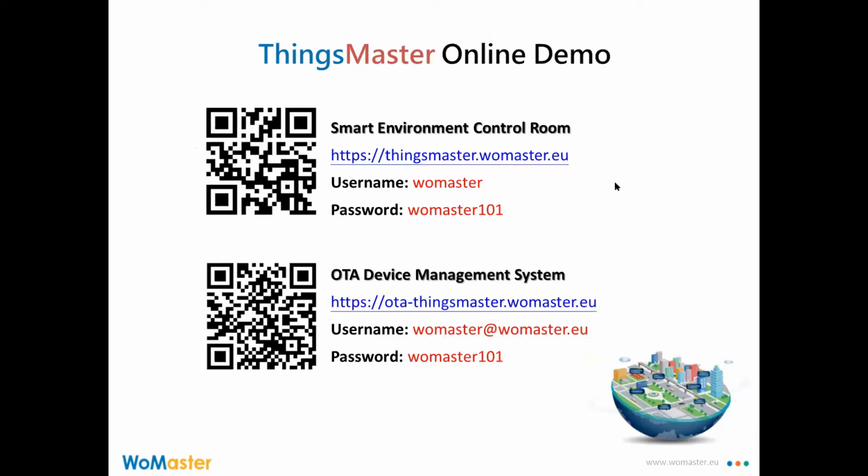This is the ThinkMaster online demo site. You can use this QR code or connect to this website using the following username, OpenStreet, and password OpenStreet 101. You can see the smart environmental control room live demo here. You can also log into the OTA device management system. This is also a live demo site. You can use the username OpenStreet at OpenStreet.eu, and the password is the same as the smart environment control room, OpenStreet 101. So you can see 2 online live demos.